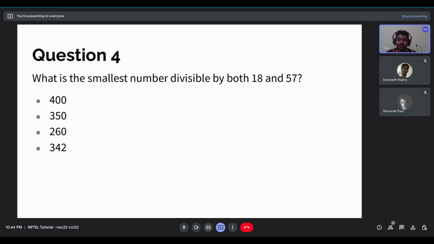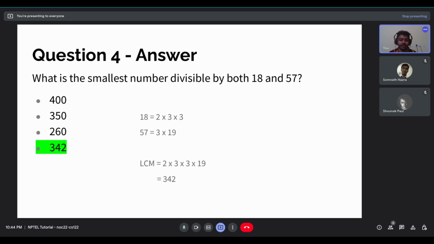Another simple question is, what is the smallest number divisible by both 18 and 57? The easy way to do it is to write down the factors. The factors of 18 are 2, 3 and 3, whereas the factors of 57 are 3 and 19. The lowest common multiple is what we have to find. We take 3 as common here, so we will be left with 2 into 3 into 3 into 19. That is the LCM, which if you do the calculations, comes to 342.